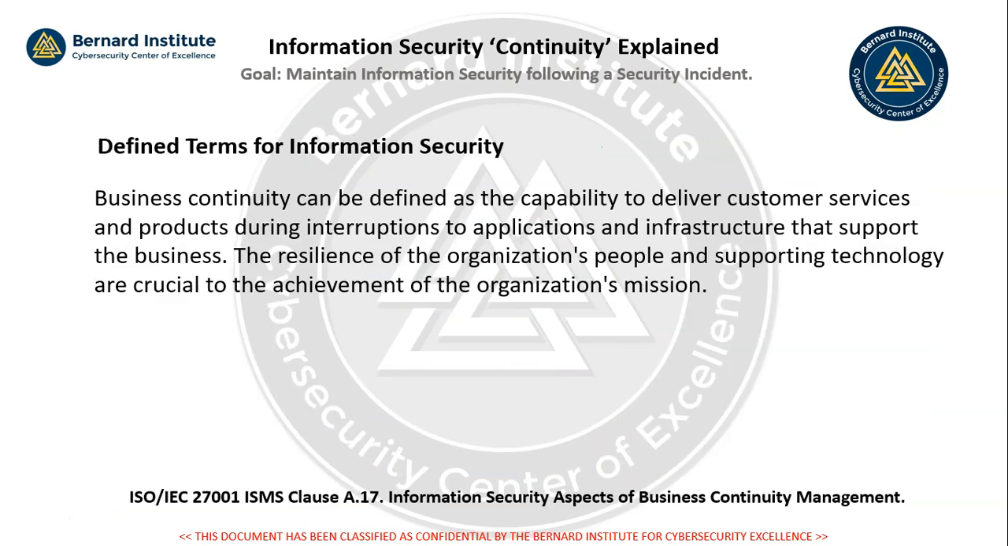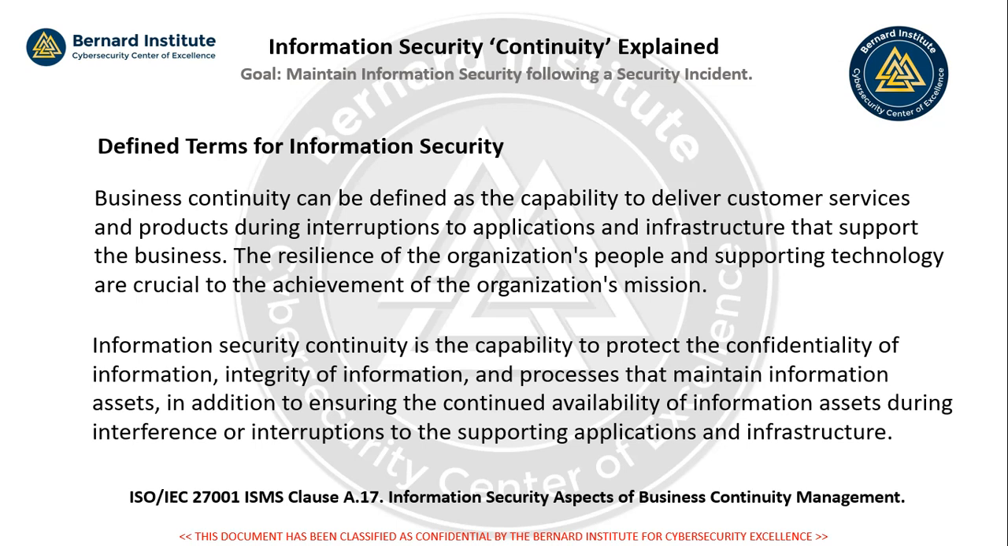Now, some defined terms for you to consider. Business continuity can be defined as the capability to deliver customer services and products during interruptions to the applications and infrastructure that support the business. The resilience of the organization's people and supporting technology is crucial to the achievement of the organization's mission. In contrast, information security continuity is the capability to protect the confidentiality of information, to make sure that only authorized people get access to the information, whether at the primary site or at the ancillary site.